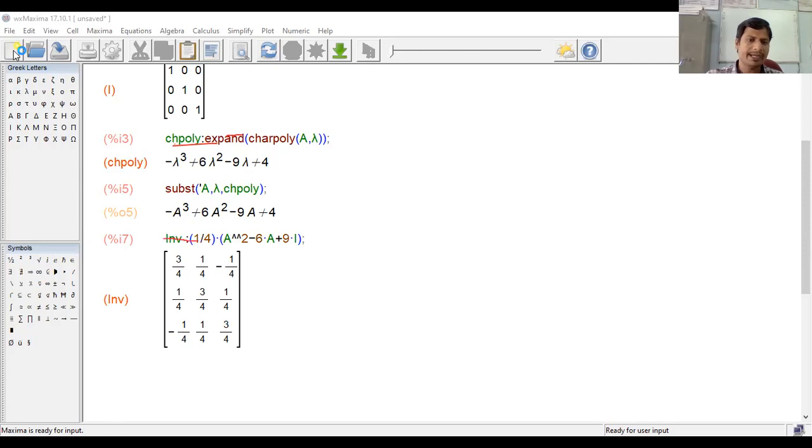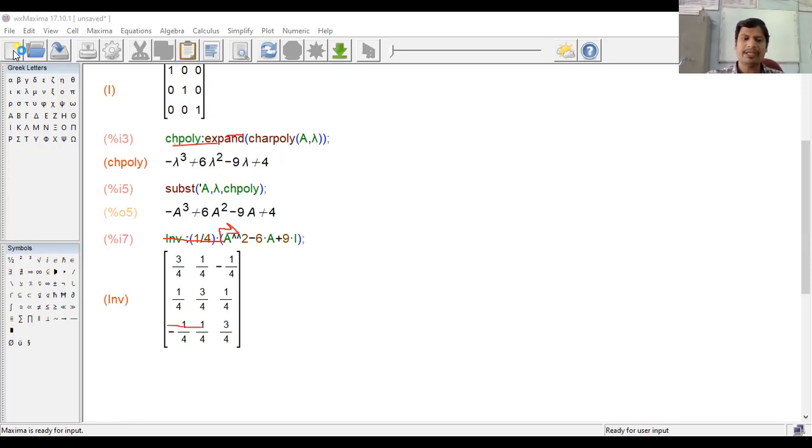Next, go to the identity matrix. I, that is the capital I colon of, the small identity IDENT of 3. Okay, that is the identity matrix. Then after that, shift enter. This is the identity matrix.